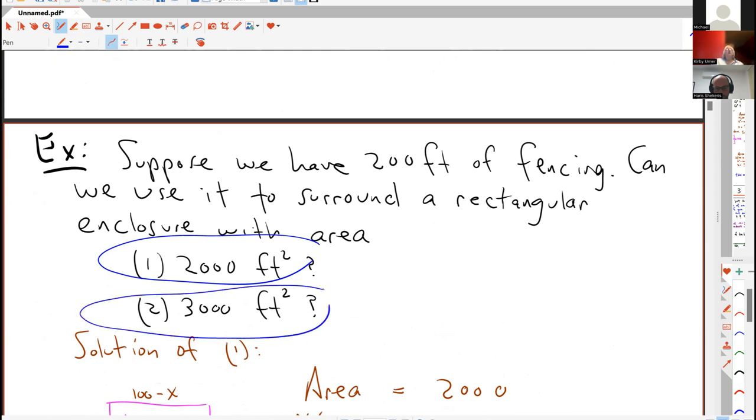You know there's going to be a breaking point at some point. Like 200 feet of fencing is not going to enclose 1,000,000 square feet. On the other hand, with 200 feet of fencing, you can make an area close to 0 square feet by making a very long, very narrow rectangular enclosure. You go all the way down to 0, but you certainly can't go up to 1,000,000. So what about 2,000? Can you do it?